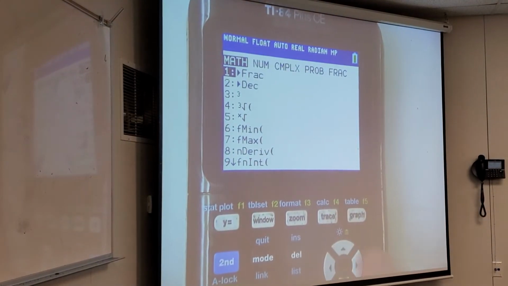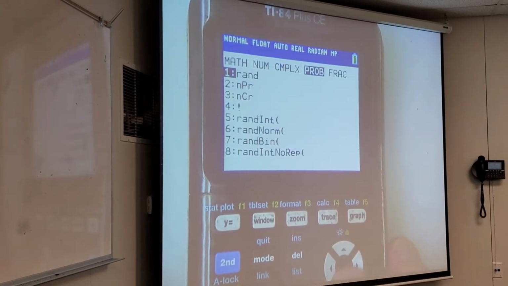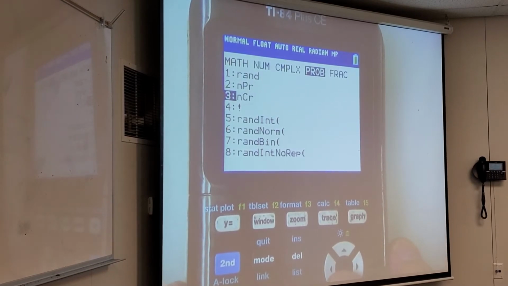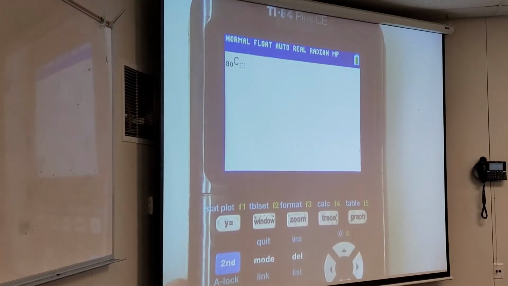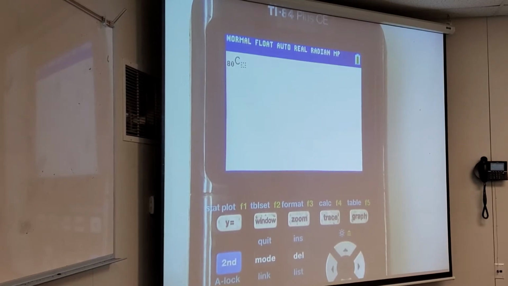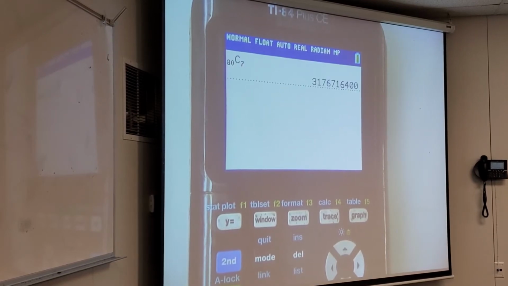What do you think it might be? Probability. Not National Public Radio. That one's choose, big C. That's why it's really cool to think of it as choose. 80 choose. Now, if you have an older calculator, it says nCr. It means the same thing. 80 choose 7, right? And then you'll get the same number I got.